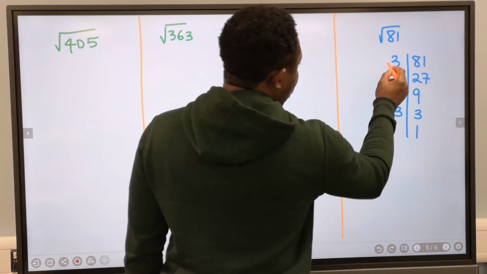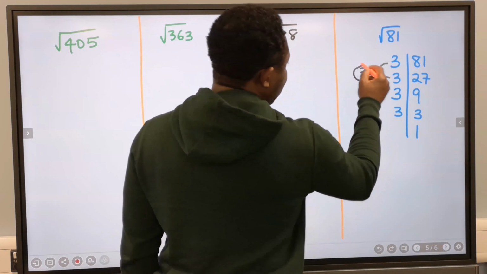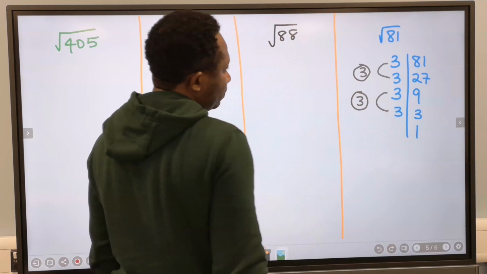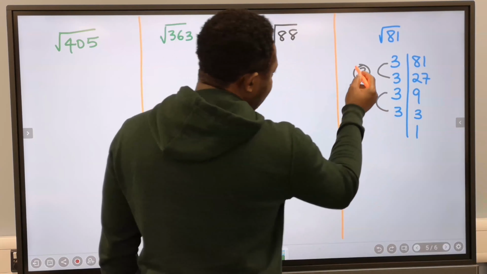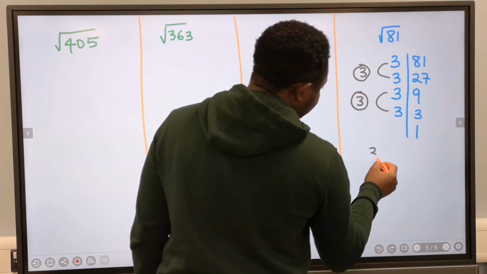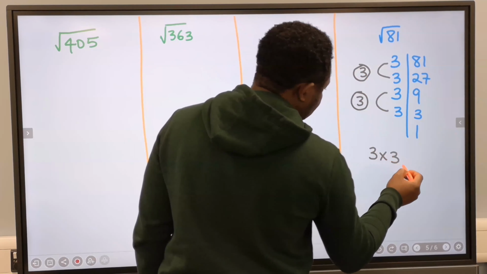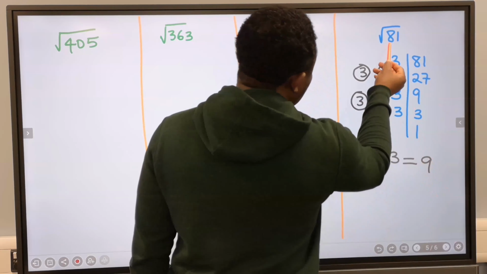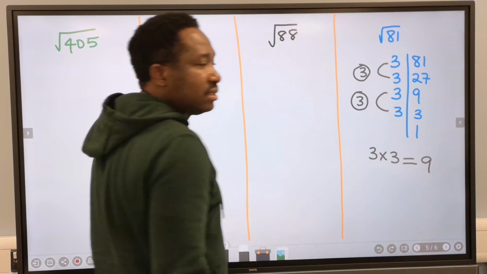Next, we are going to pair this. This is free. We are going to pair this. This is free. You can see that these 2 free numbers will multiply, and we are going to have 9. The square root of 81 is 9.